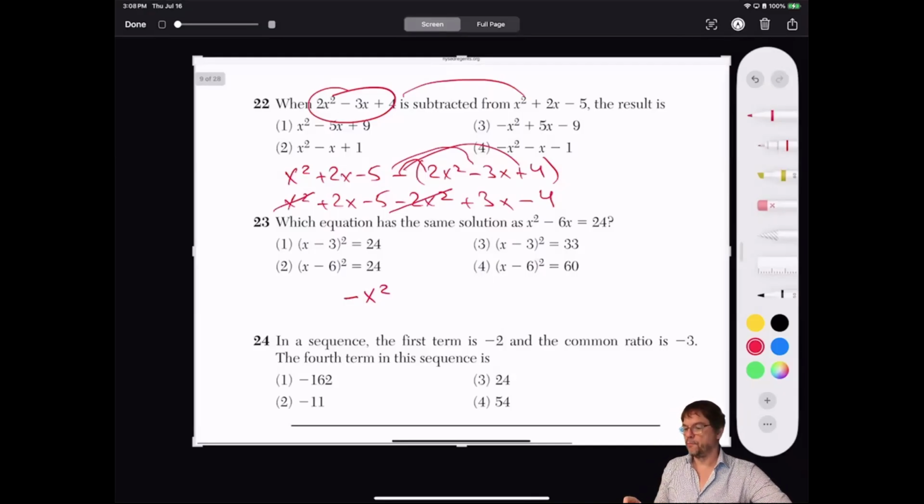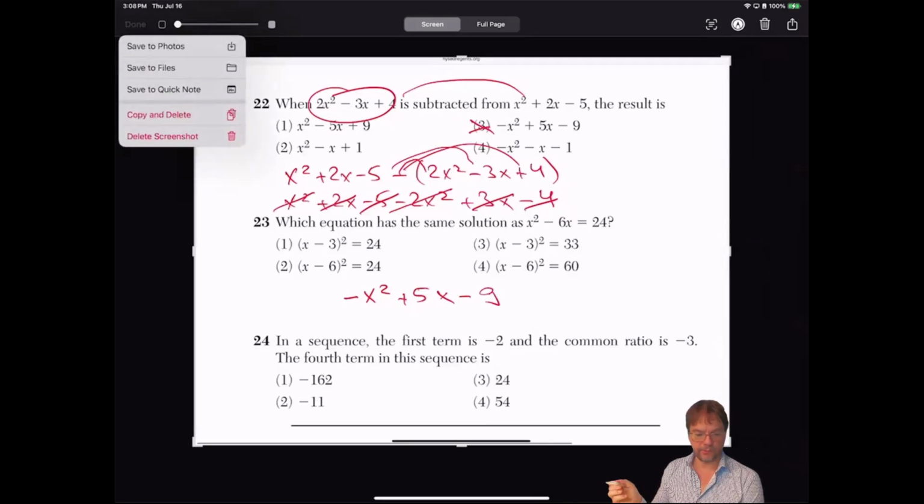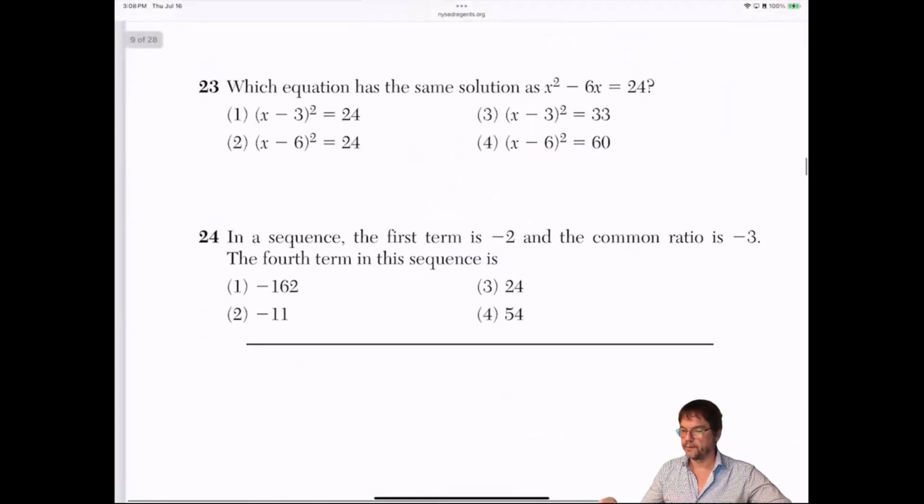So minus x squared. 3x plus 2x, 5x. Minus 5 minus 4, minus 9. So it is the number 3. Is that okay? At home, I want you to do everything again. Is that okay? So it is the number 3. Let me check if it's right. Yes. 23.